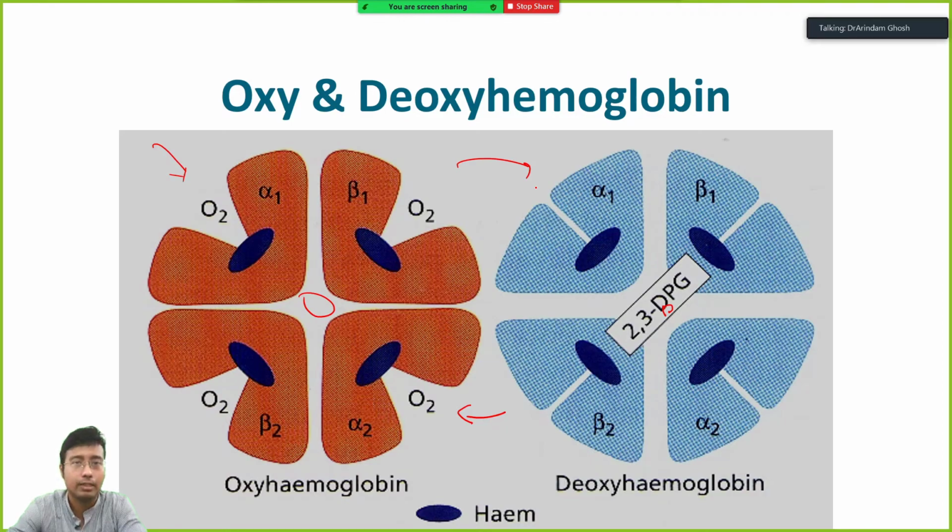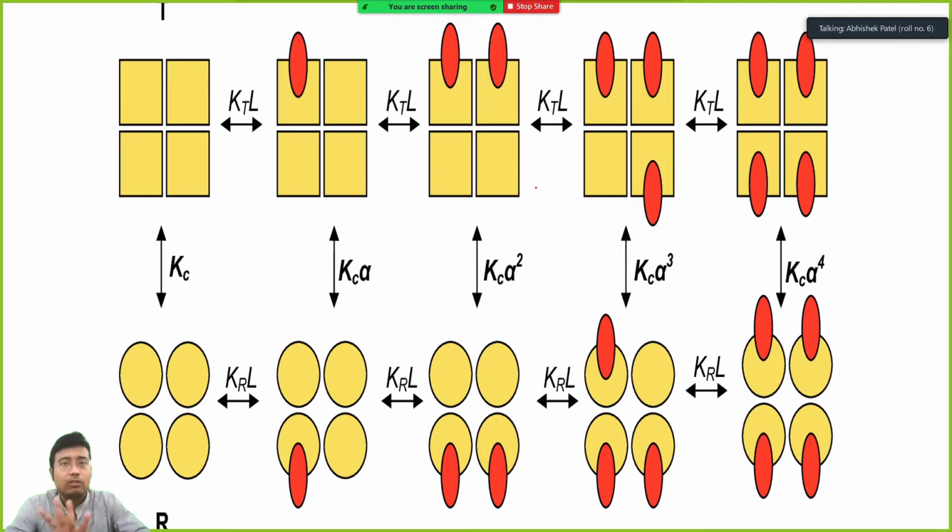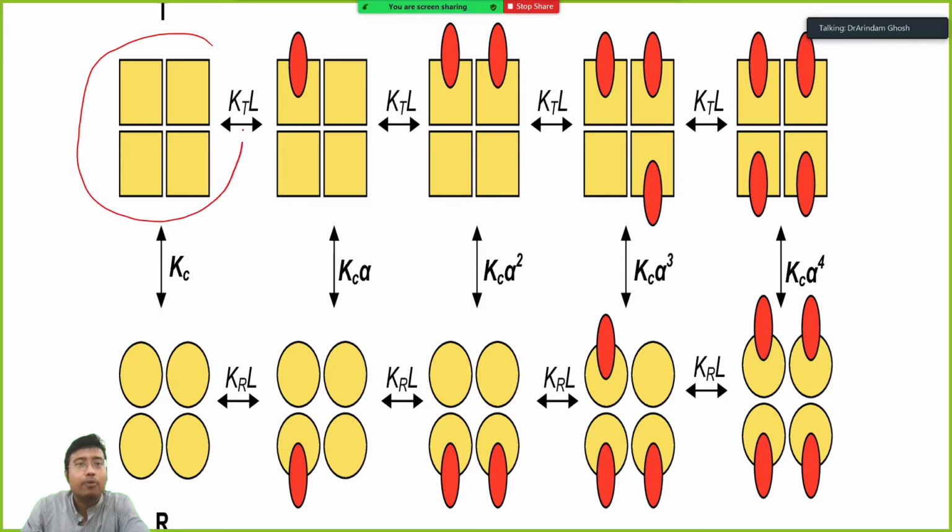What they proposed is, now this is a complex diagram, let me explain. This is a quaternary structure of hemoglobin where all the subunits are in taut form, and this is a structure where all the subunits are in relaxed form.